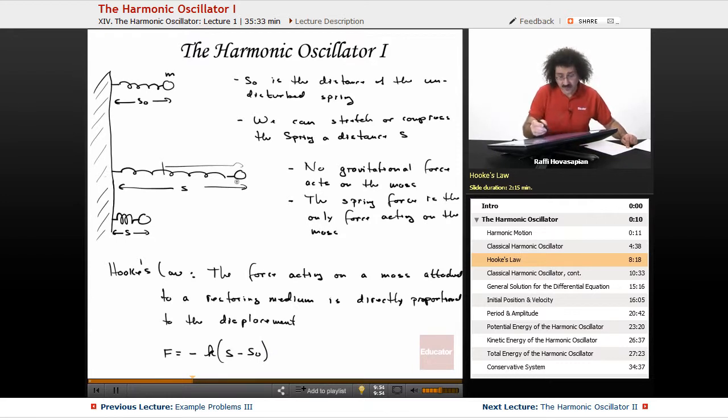So if I've stretched it, S is bigger than S0, right? The stretched position is bigger than the equilibrium position, so the S minus S0 is positive. The force, we put a negative sign in front of it because now the force is actually pulling the mass back that way. If I push it in, now our S is smaller than our S0. This ends up being negative, and this negative sign in front actually makes the force go in the positive direction. So it's opposite. I pull this way, the force wants to pull it back that way. I push this way, the force wants to push it back that way. That's why the negative sign is there. So this is Hooke's law.